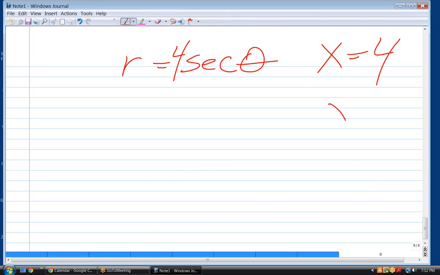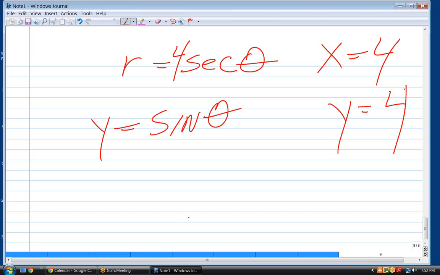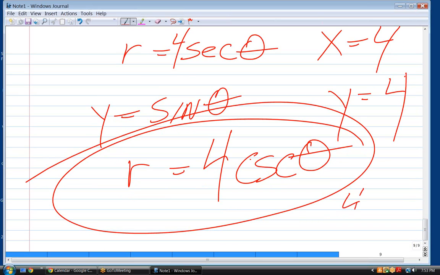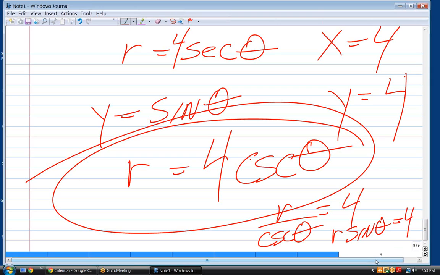So, if we had the equation, what was it, y equal 4? Yeah. So I could say that since y equals r sine of theta, I need r to be 4 cosecant theta? Yeah. Because then 4 would equal r divided by cosecant theta, which is the same as r sine theta equals 4. All right. So r sine theta equal 4 is the same as y equal 4.